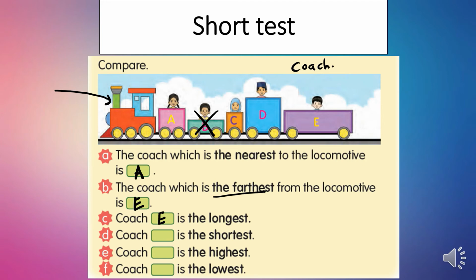Now, let us compare coach A with coach C. Which one is shorter? Very good. Coach C is shorter than coach A. So coach A is wrong. Now let us compare coach C and the rest of the coach. Excellent. Coach C is the shortest.